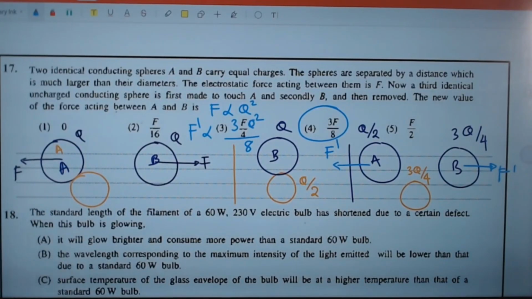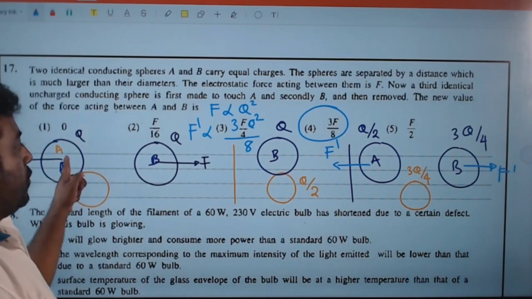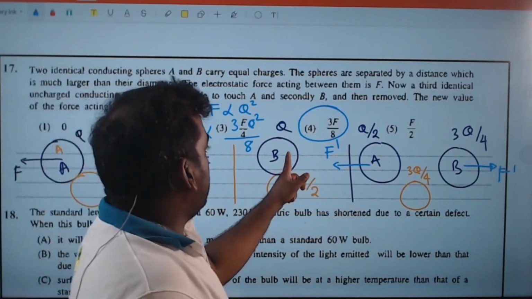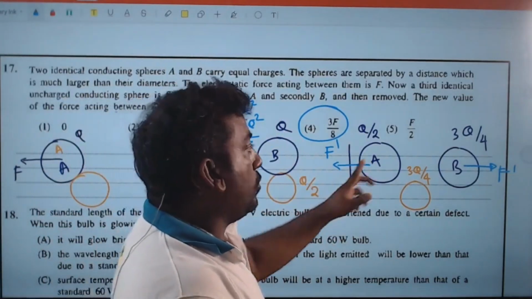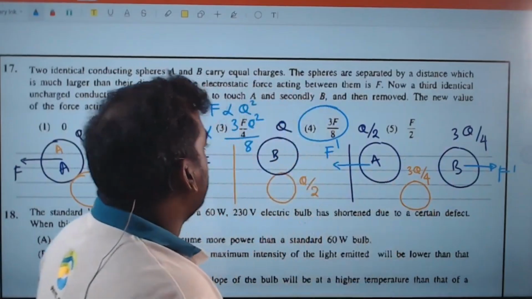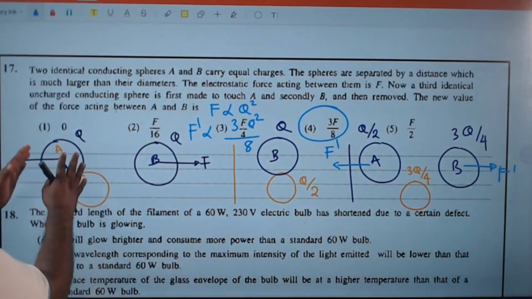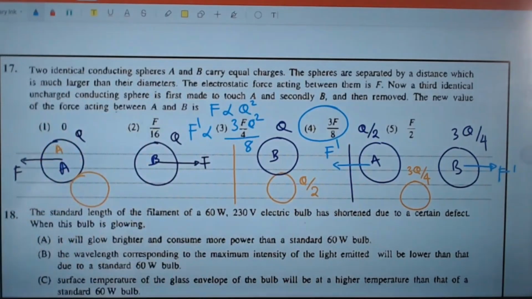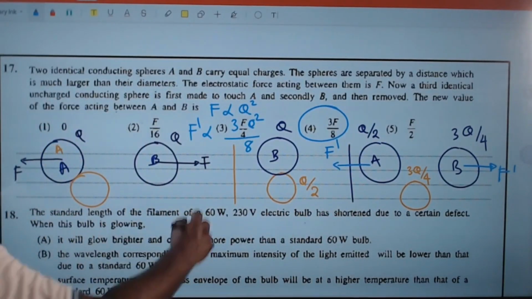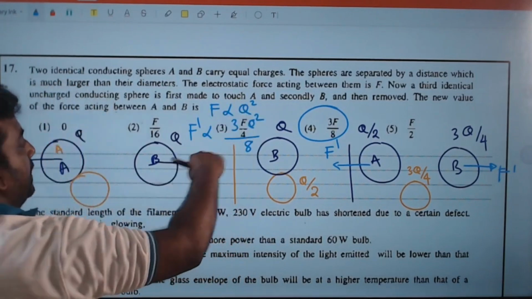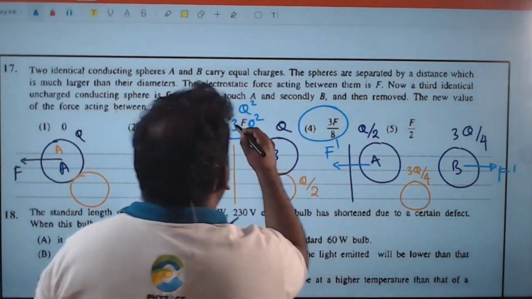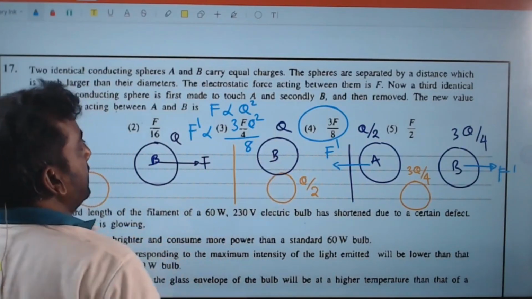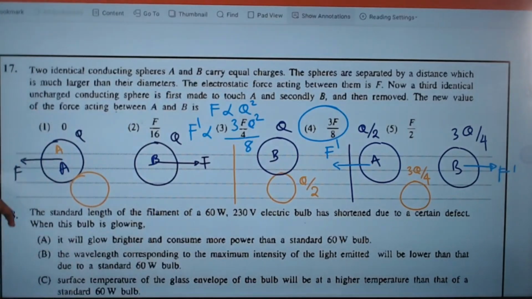Simple but important. Once it touches, the total charge will equally divide. So the charges are 3Q over 2 shared as 3Q over 4 and 3Q over 4. If I touch here, the total charge here is Q, equally divided, Q over 2, Q over 2. Force is proportional to the product of charges. Since Q squared corresponds to F, the new force is 3F over 8.